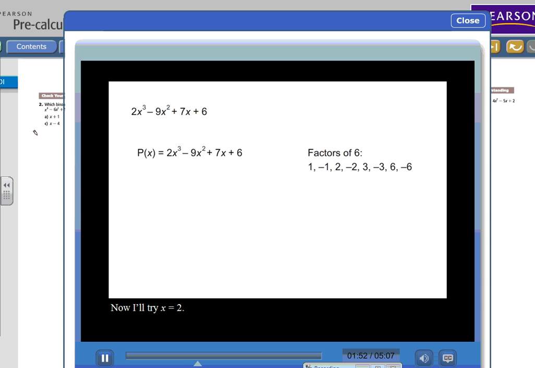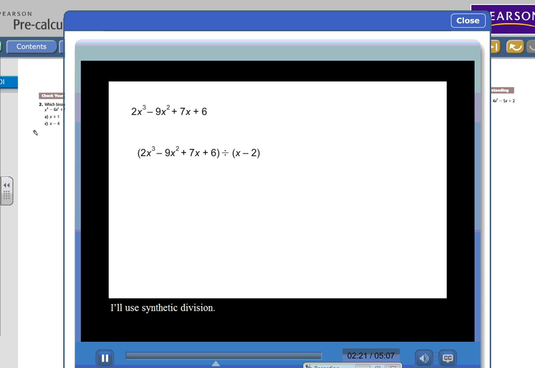Now I'll try x equals 2. 2 cubed is 8. 2 squared is 4. So that's 16 minus 36 plus 14 plus 6, which is 0. Since p at 2 equals 0, x minus 2 is a factor of p at x. Now that I know one factor, I can divide to find another.